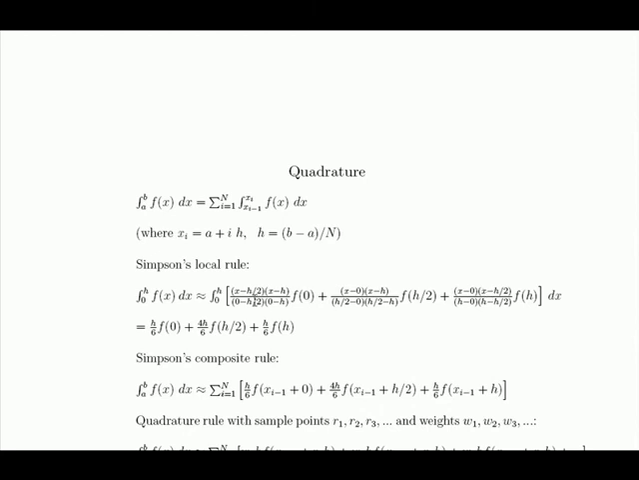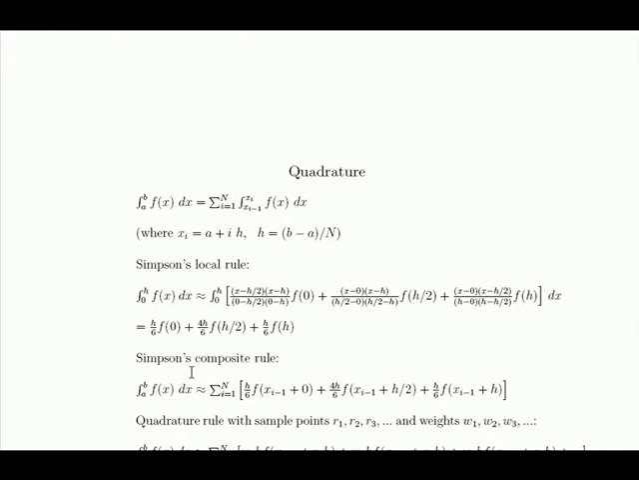This will be familiar. So we simply integrate this Lagrange polynomial of degree 2. The f of 0 is a constant. It comes out, and you just have to integrate this. The f of h over 2 comes out, and you integrate that, and here's the result. You get h over 6 times f of 0 plus 4h over 6 times f at the midpoint plus h over 6 f at the right-hand point. So that's Simpson's local rule on the interval 0 to h.